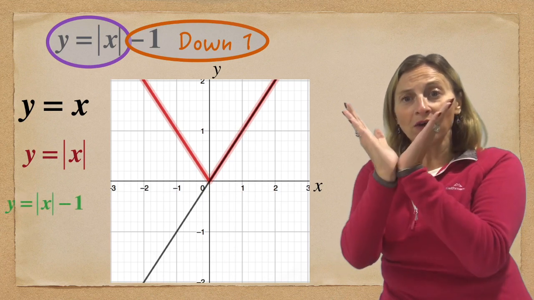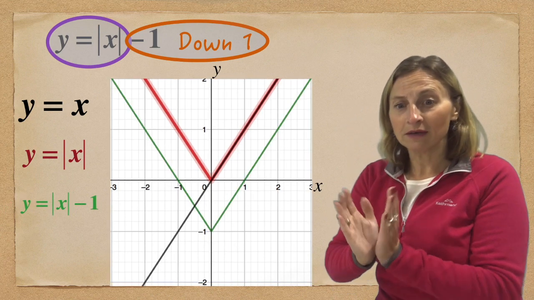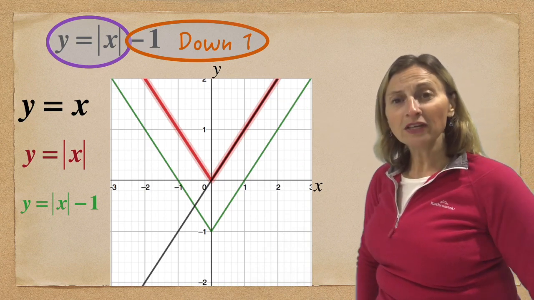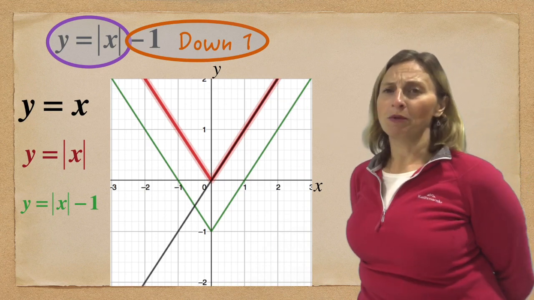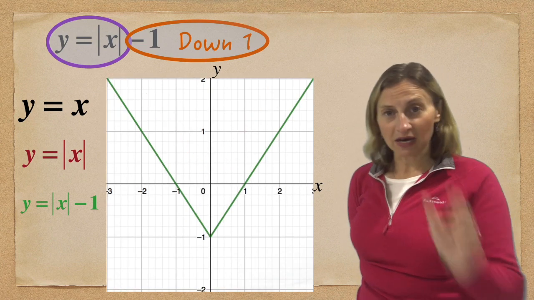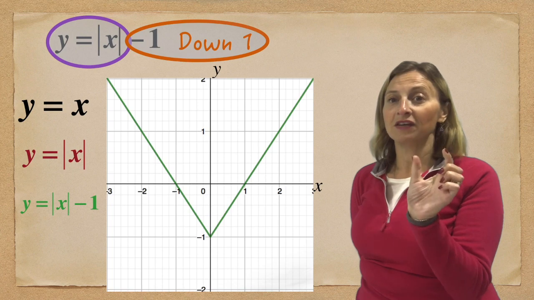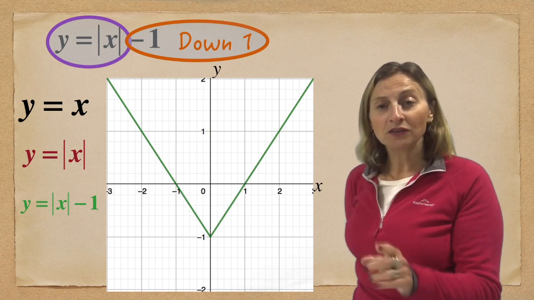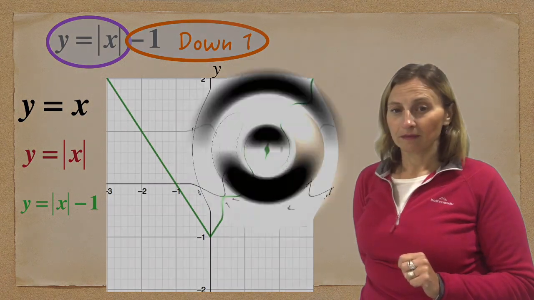Now we want that whole graph to go down 1. So we move the whole graph down 1. Don't get confused and think, oh, but you said that the absolute value can never be negative. The absolute value part, the absolute value of x, can never be negative. So now my whole graph has gone down 1. So that bit could be negative.